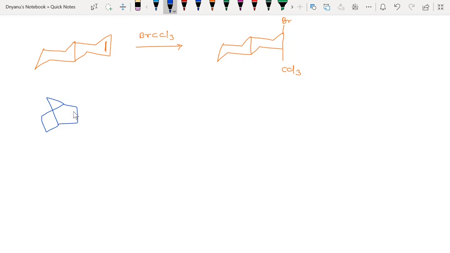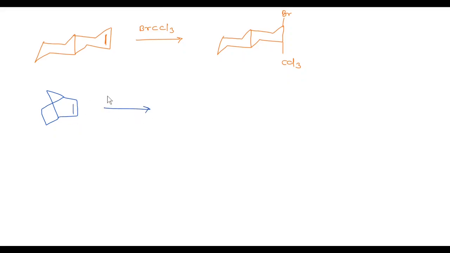The addition of bromotrichloromethane to norbornene, in the presence of light, is also anti-addition, due to steric shielding by the trichloromethyl group, which causes the bromine atom to be abstracted from the endo face of the intermediate radical.